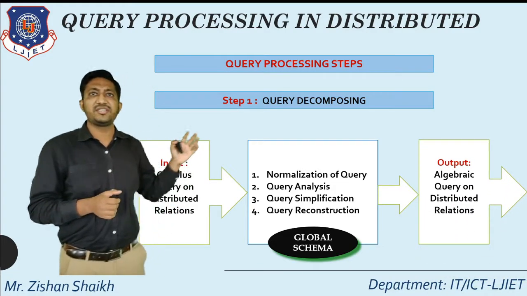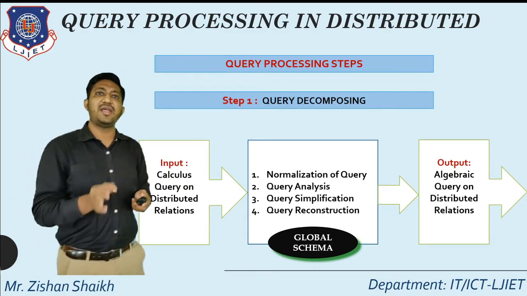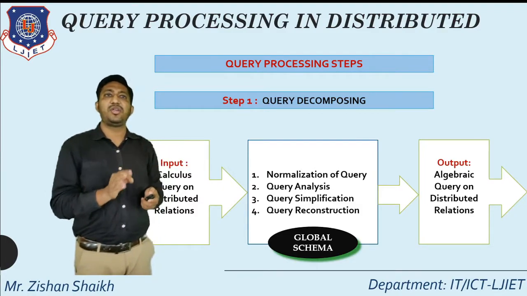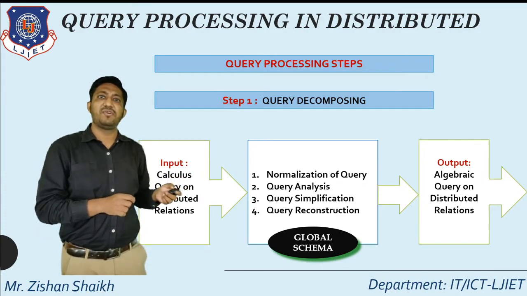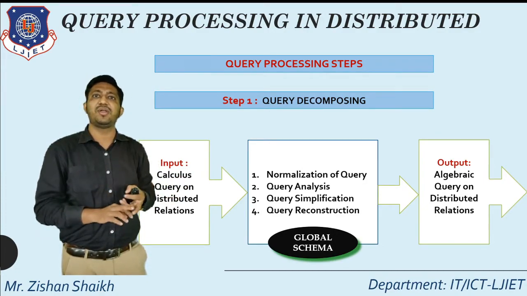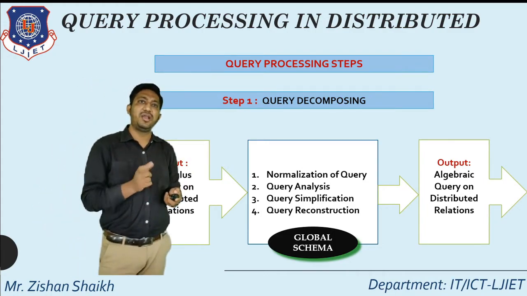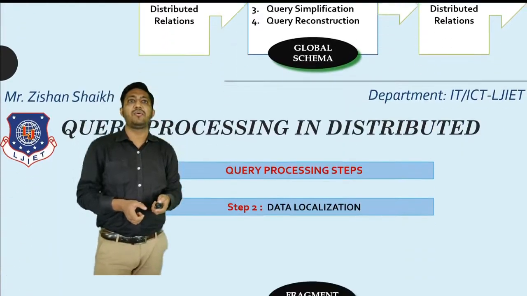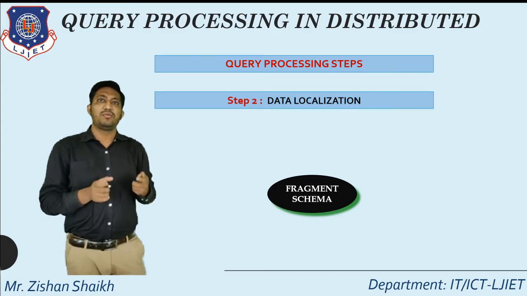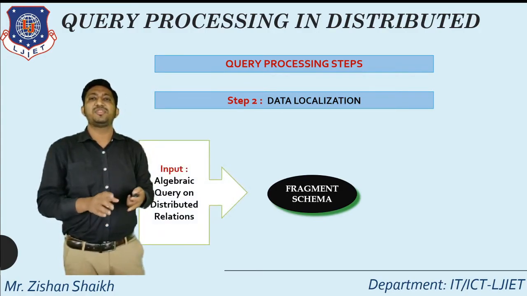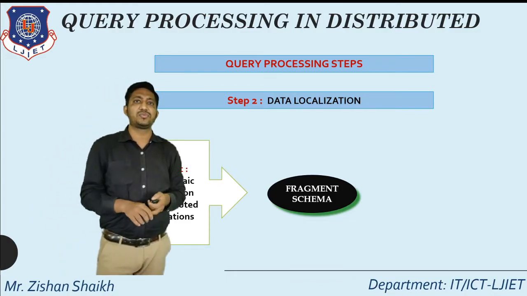So using step number 1, we get the relational algebraic query for the distributed relation. The input of this step is taken from the user, that is our calculus query, but in the output we get the equivalent relational algebraic query. Now next we move to step number 2, that is data localization. From step number 1, we get the algebraic query according to our calculus query.